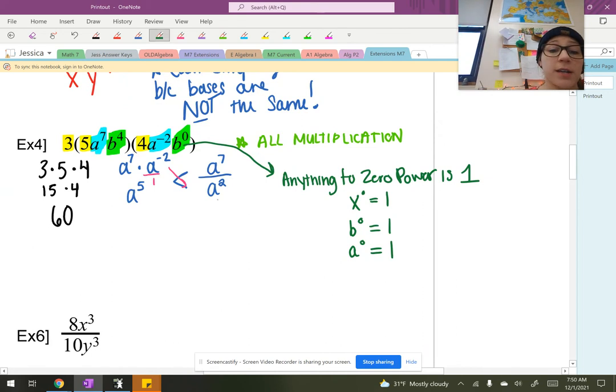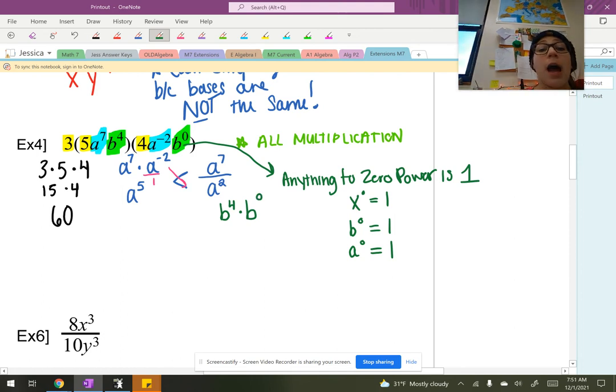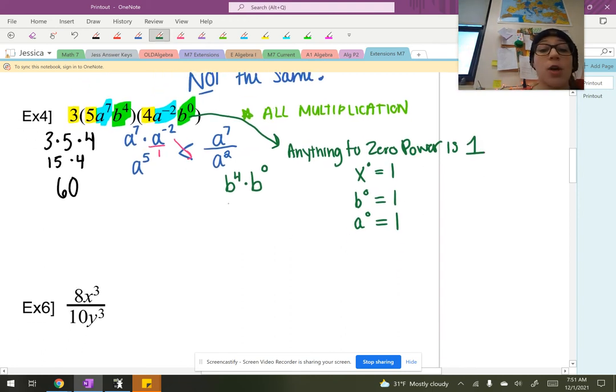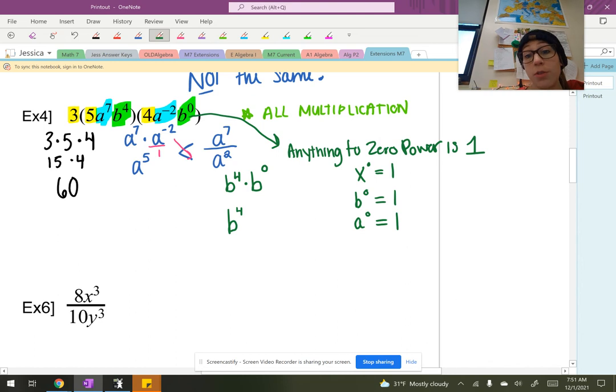That also makes sense because if we look at our rules, we have b to the 4th being multiplied by b to the 0. Our exponent rules tell us that we are allowed to add those exponents since they have the same base. So b to the 4th plus 0, 4 plus 0 is still just going to be b to the 4th, which also makes sense because b to the 0 turns into 1, which is just b to the 4th.